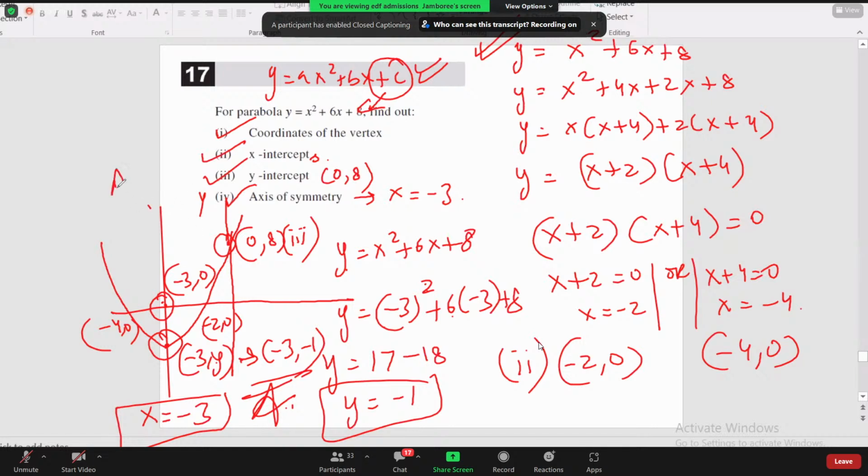So this is the axis of symmetry, right? As discussed, axis of symmetry is a line. It divides the parabola into two equal halves. It always passes through the vertex of the parabola. So now I know that the x-intercepts of this parabola are -4, 0 and -2, 0. And the axis of symmetry is going to be midway of that. So the midpoint of the line segment -4, 0 and -2, 0 will be -3, 0. This line is parallel to y-axis and is passing through the point -3, 0. So the x coordinate of this line will always be -3. That's how we said it will be x equals to -3.